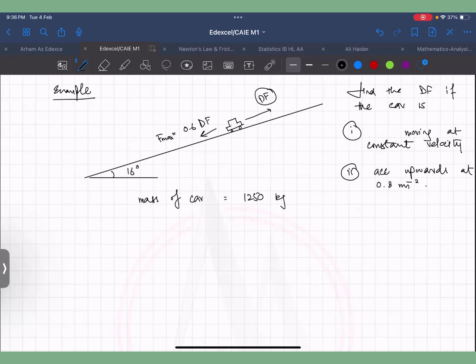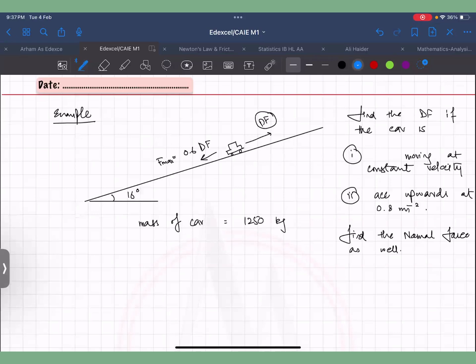Forget about the normal contact force right now. We will find it out if need be. Otherwise, that's easy. We can do that right now as well. Okay, let's just add it. Find the normal contact force as well.